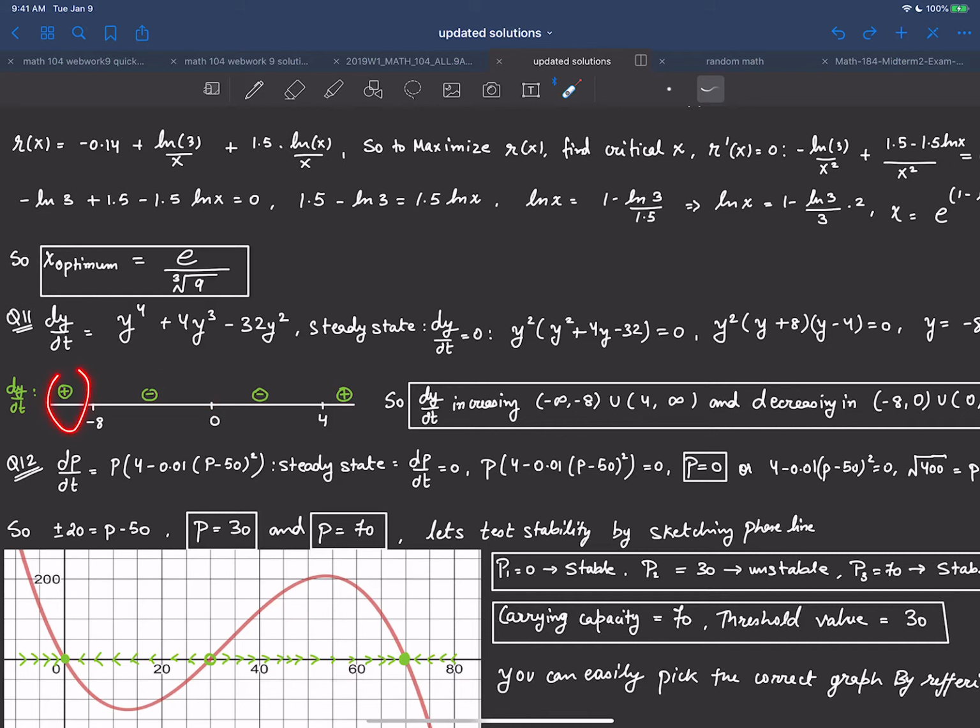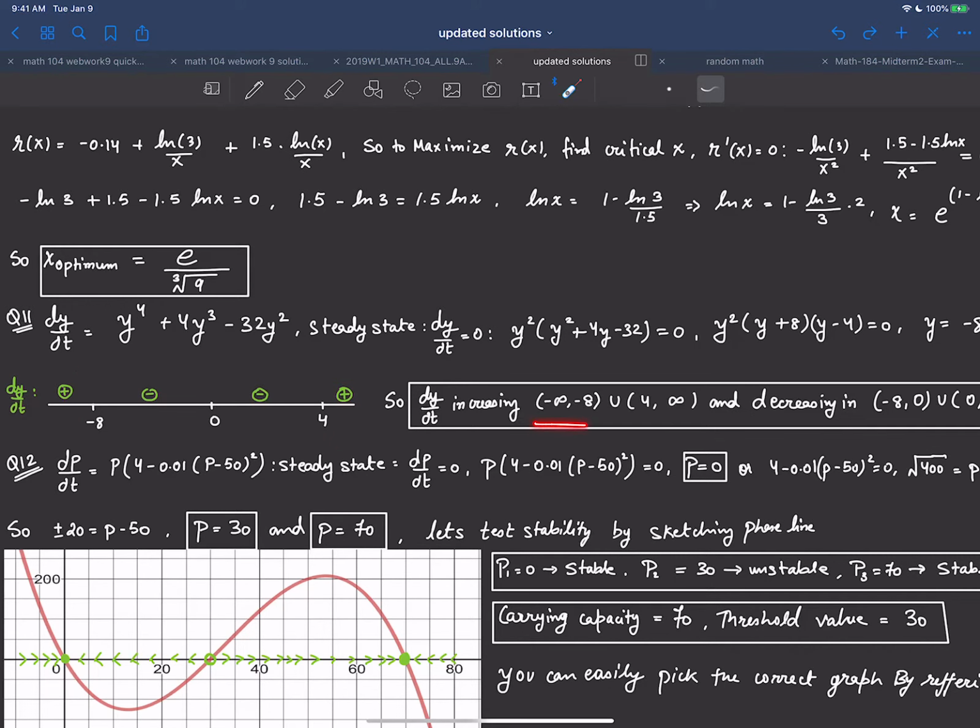And now in this interval, if you pick any point and plug it in there, you're going to end up with a positive result. Between negative 8 and 0, if you pick any point and plug it in, you check the sign, you're going to get a negative result. From 0 to 4, if you pick a point and plug it in, you're going to get a negative result. And if you pick any point above 4, you're going to get a positive result. So from this, you can say it's increasing in these two intervals and decreasing in these two intervals.